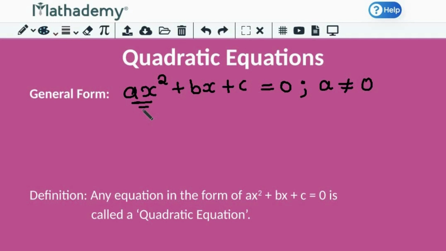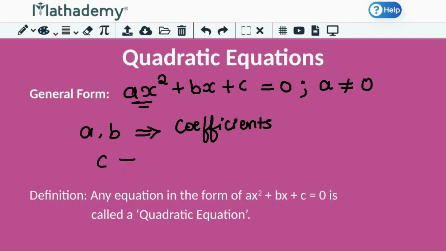In this equation, we know that x is the variable of the equation. Then how about a, b and c? a, b and c are the constants. But a and b are given a special name. And the name is coefficients. And why so? Because they are attached to the variable. And c, being not attached to any variable, is called a constant term.